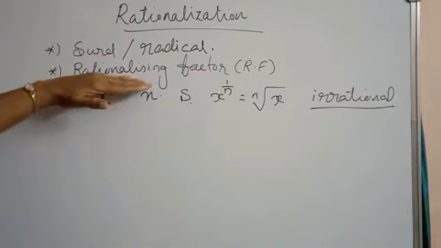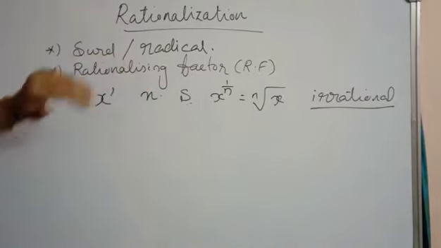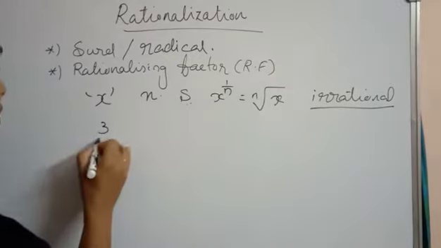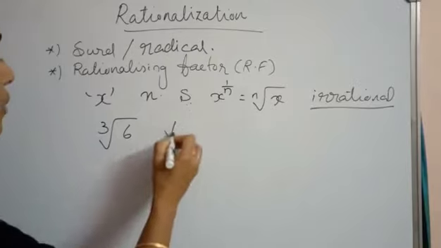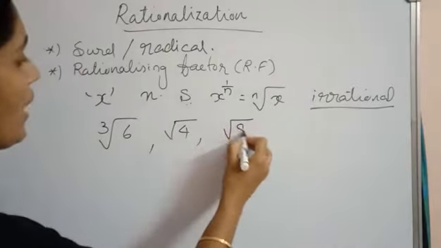Okay, and let's see what a rationalizing factor is. When two surds are multiplied together such that the product is a rational number, then the two surds are called the rationalizing factor of each other. Let's consider the example of some surds: cube root of 6, square root of 4 and square root of 8.